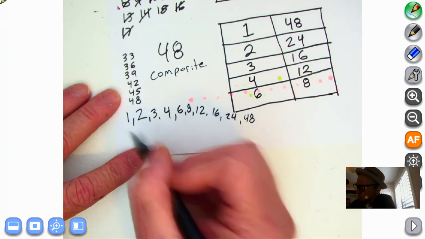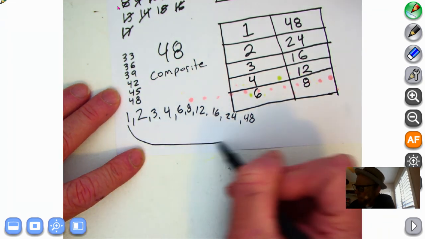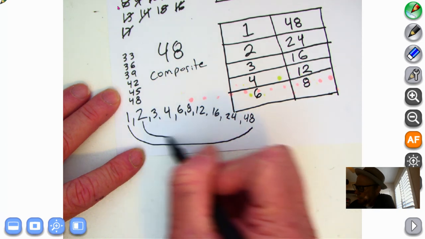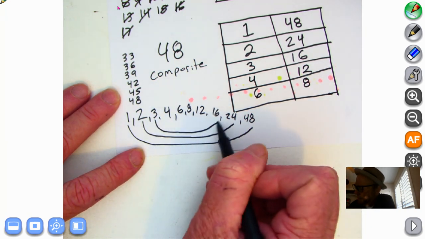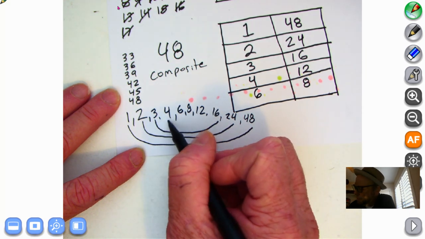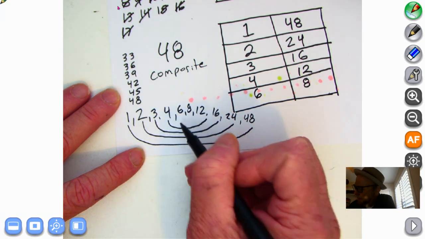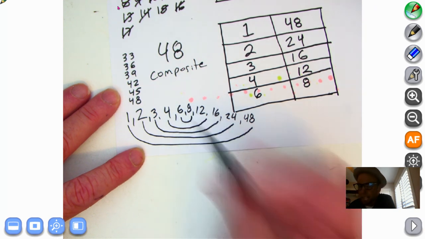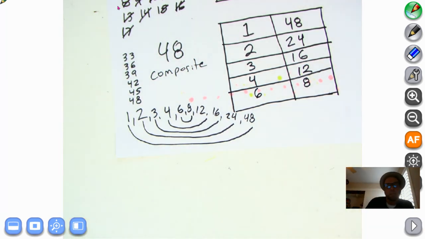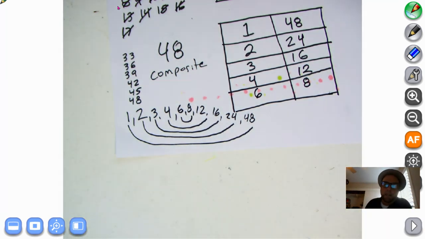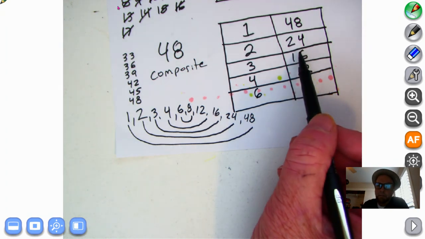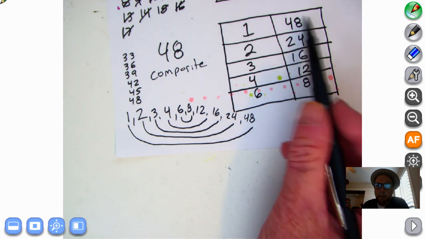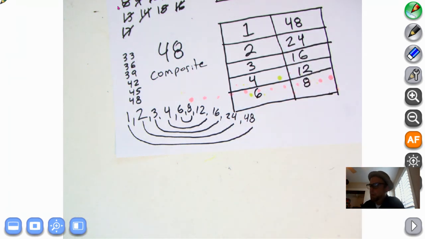So let's get with our rainbow here. 1 times 48 is 48. 2 times 24 is 48. 3 times 16 is 48. 4 times 12 is 48. And 6 times 8 is 48. And there you have it. 9, 10, none of the other numbers can go into 48 like that. And what's great, 24 is the halfway point. So you know that that's it. Don't need to check numbers like 25, 26, and so on.